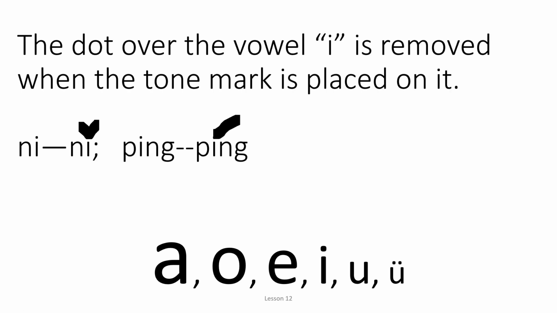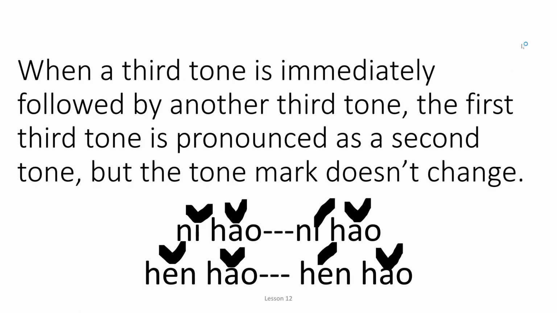The dot over the vowel sound i is removed when the tone mark is placed on it. For example, 你, 平, there is no dot on top of i. When a third tone is immediately followed by another third tone, the first third tone is pronounced as a second tone, but the tone mark doesn't change.